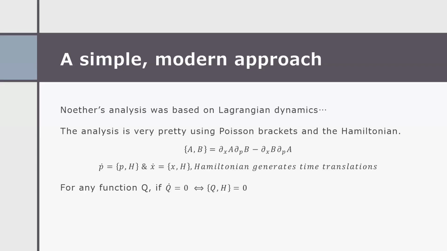And the very, very pretty answer is that if you do a bracket with, say, momentum and the Hamiltonian, which is the total energy in a system. So a Hamiltonian is the kinetic energy plus the potential energy. It turns out that whatever physical parameter you're bracketing with the Hamiltonian, what you get out is the time derivative of that parameter. So x bracket H turns out to be x dot, dx by dt. P bracket H turns out to be p dot, dp by dt, which is force, right? So for any function Q, if Q dot equals 0, then Q bracket H equals 0.